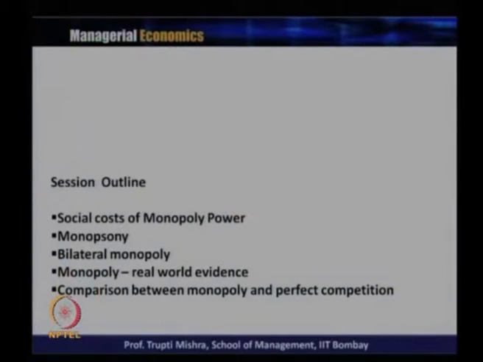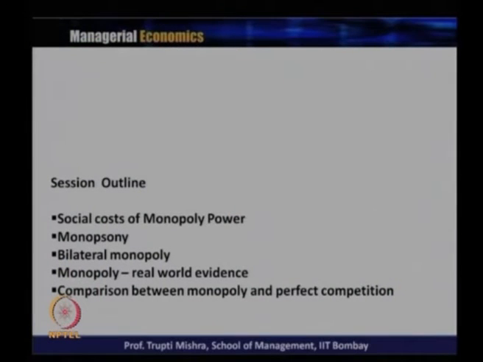After discussing this Rothschild index, we'll focus today on the social cost of monopoly power. We'll take a special case where there is only one buyer, which is just the opposite of a monopoly, that is monopsony. Then we'll talk about a bilateral monopoly, where there is one seller and one buyer. Then we'll talk about some real-world evidence of monopoly, and then a comparison between monopoly and perfect competition.